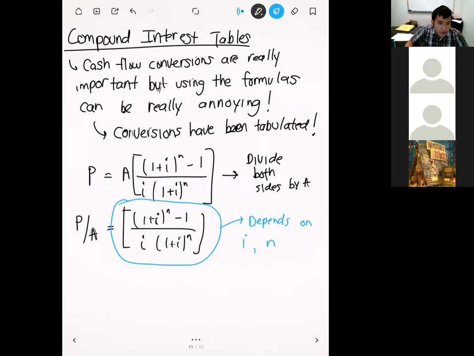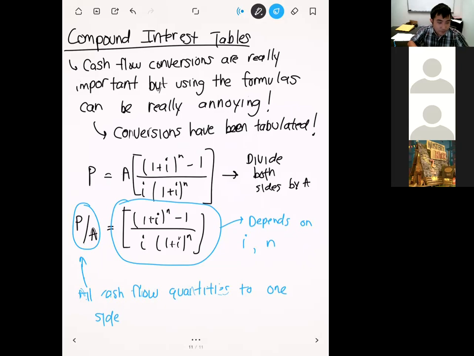And so if you look at all the formulas that we've actually been using throughout the last few class sessions, they all share the same characteristic, right? And so what you can do is move all the cash flow items to one side of the equation. And on the other side, you're left with something that just depends on the interest rate and the number of periods, okay?